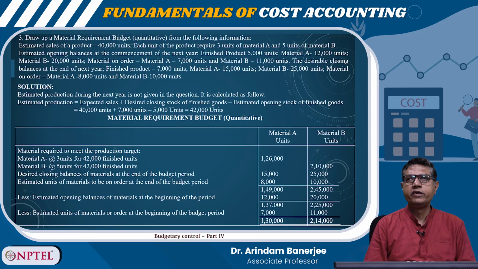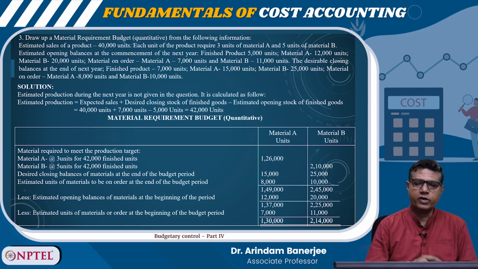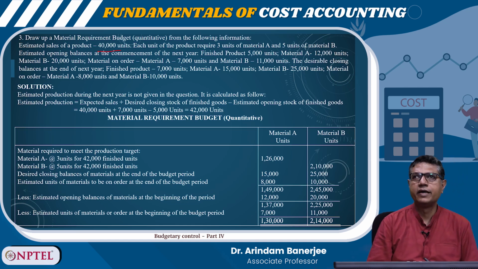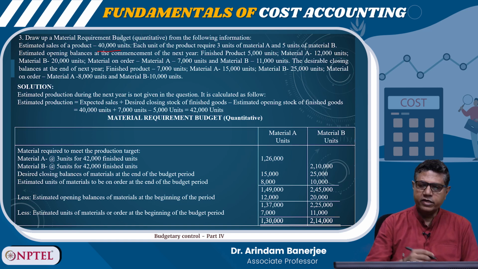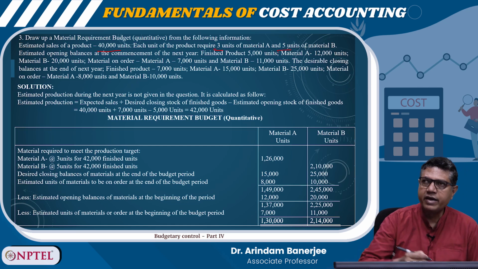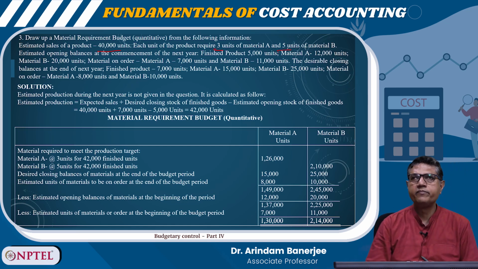Draw up a material requirement budget, quantitative, from the following information. Estimated sales of a product 40,000 units, right? Each unit of the product requires 3 units of material A and 5 units of material B.